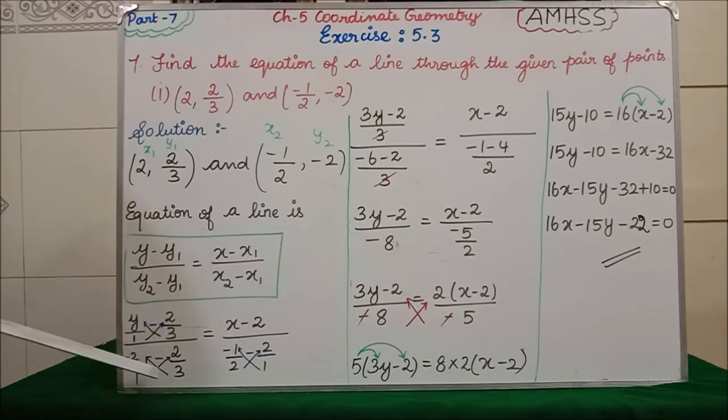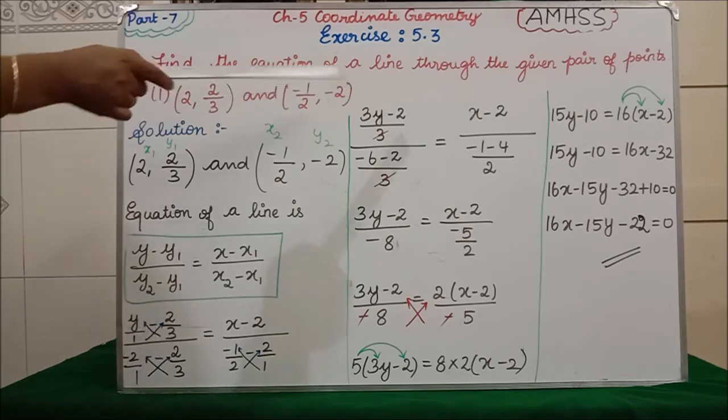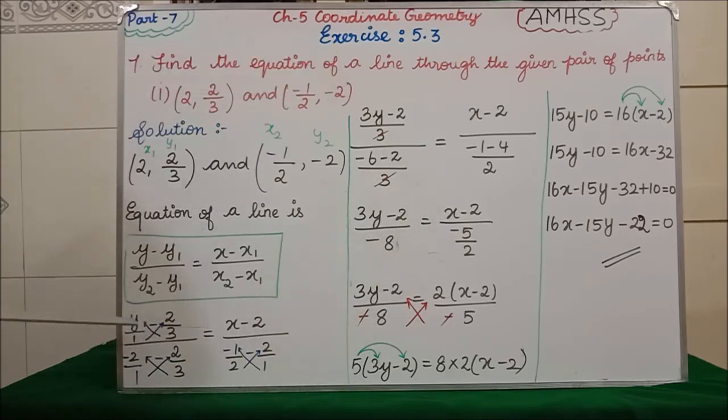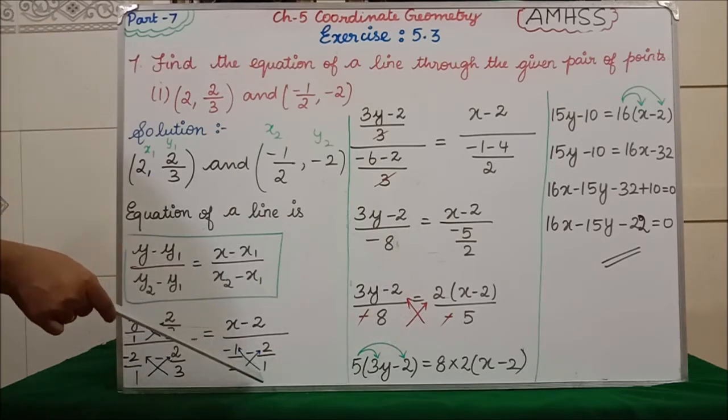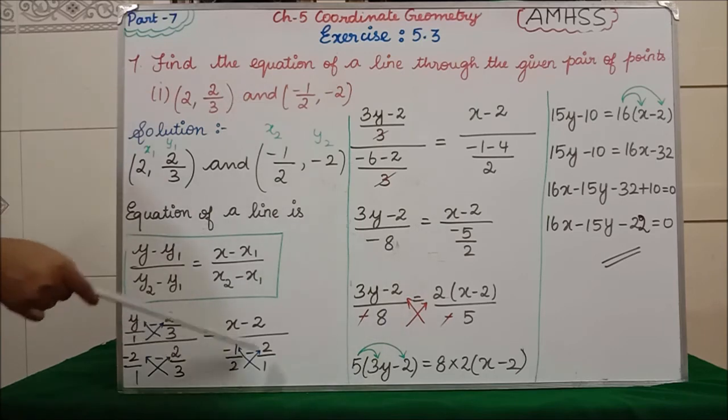Afterwards we are doing the cross multiplication everywhere. Y with 3 into y was 3y. 1 into 2 was 2, divided by 1 3s are 3. Whole divided by 3 2s are minus 6. 1 2s are 2, divided by 1 3s are 3, equal to x minus 2 divided by 1 1s are minus 1. 2 2s are 4, divided by 2.